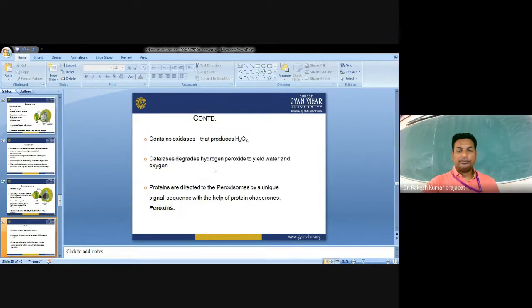It contains oxidases that produce H2O2, hydrogen peroxide. Catalase degrades hydrogen peroxide to yield water and oxygen. Proteins are directed to the peroxisome by a unique signal sequence with the help of protein chaperones, and that is known as the peroxisome.